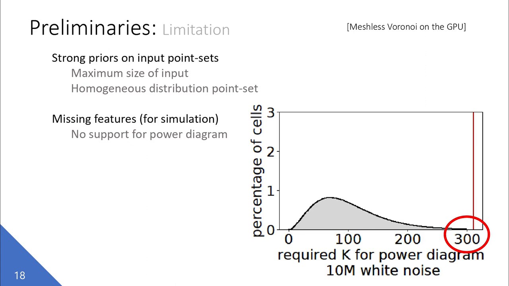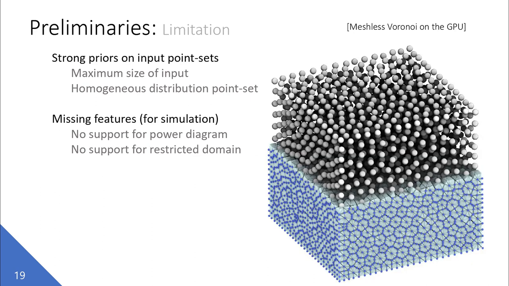Finally, the algorithm provides no support for restricting to an arbitrary domain. It only restricts the Voronoi diagram by a bounding box of the point set.